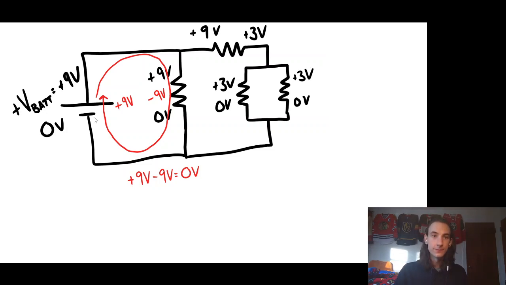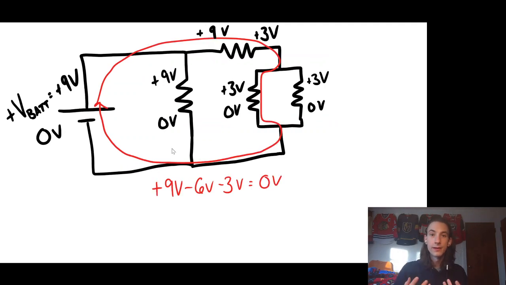If I start at this end of the battery, I go from 0 to 9, so I have plus 9 volts. And then in this loop, I go from plus 9 to 0, so I end up with negative 9 volts here. So I get plus 9 minus 9. That's a total of 0 volts. So that loop worked out. Let's look at another loop.